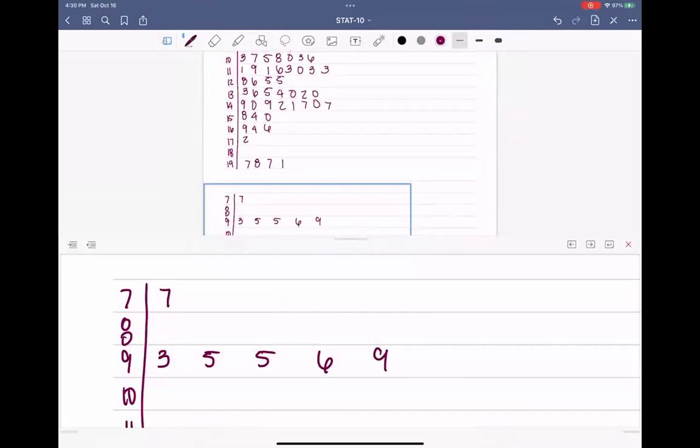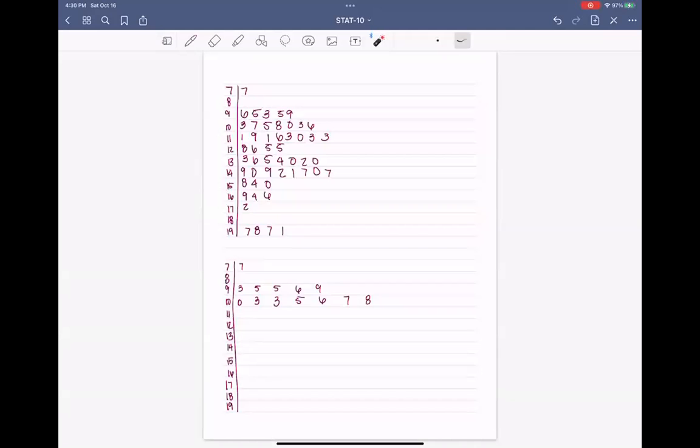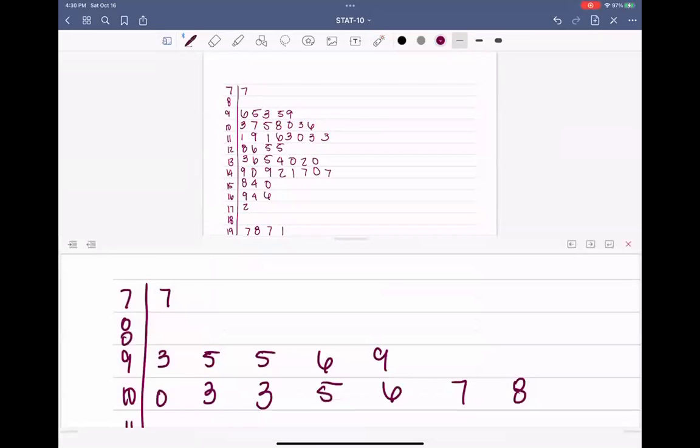But with 10, we have a couple of other values. So this one, we're starting off with 0. So we have 0. Do we have any 1s? No. 2, no. 3, we have 2 3s. 4, no, we have 1 5, we have 1 6, we have 1 7, and we have 1 8. So how many values do we have in each of them? So for 10, we have 1, 2, 3, 4, 5, 6, 7. So we counted all of them.